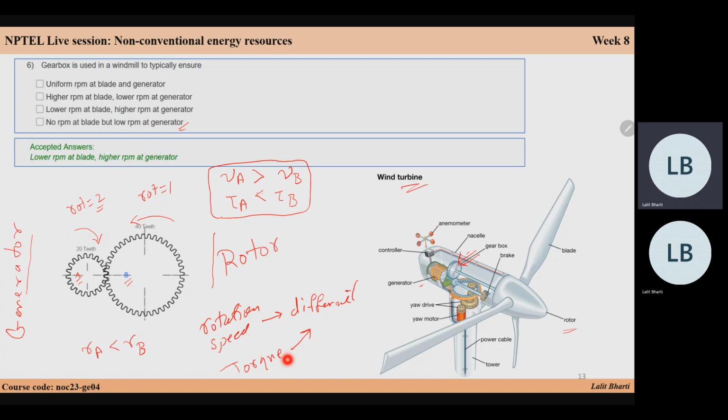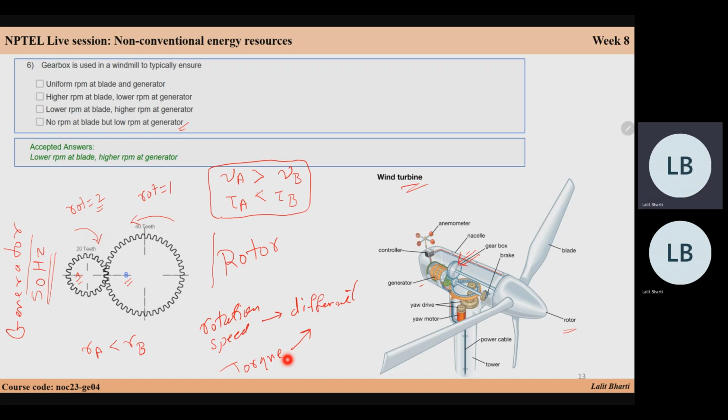for the optimum range. So we need the generator speeds to be constant because the electricity produced should be at 50 hertz. So we have to ensure that the generator shafts are always rotating at a certain rotation speed.